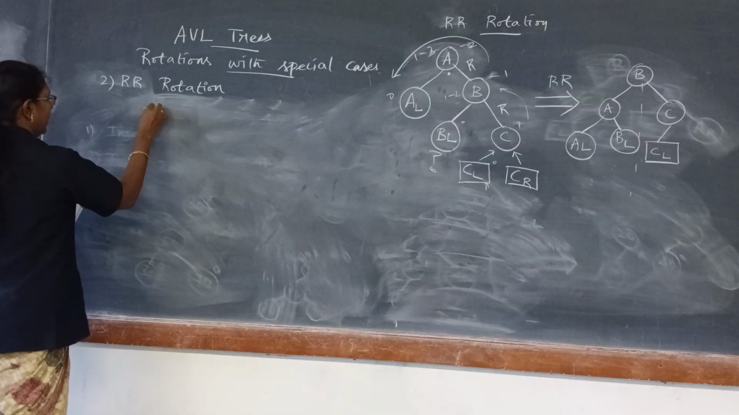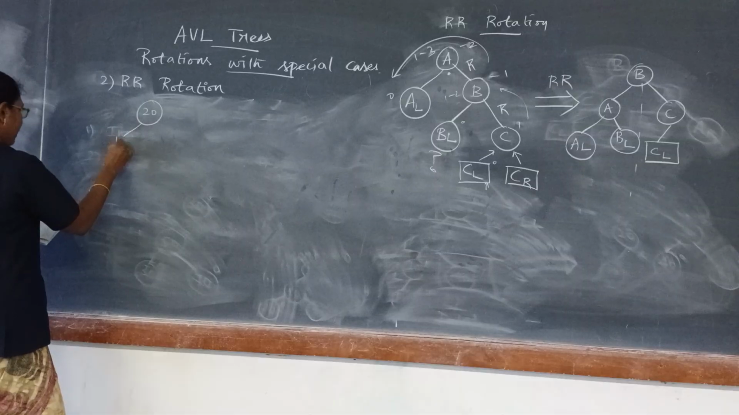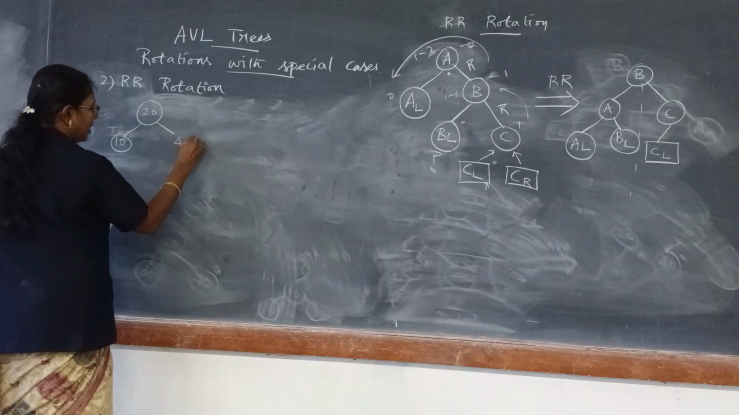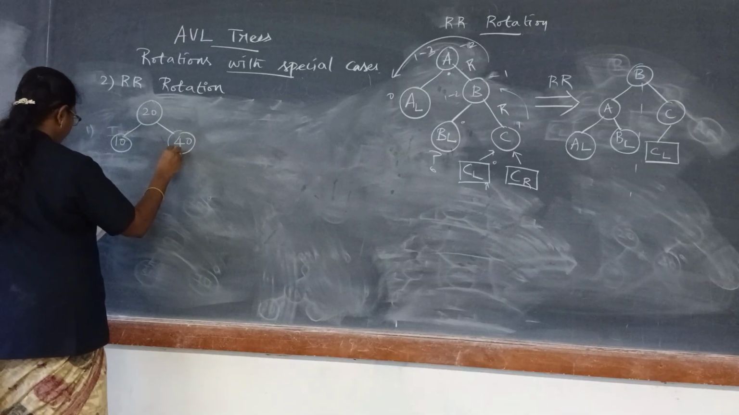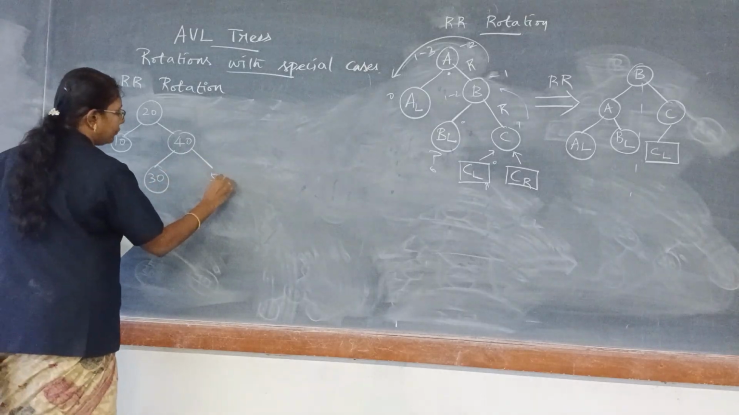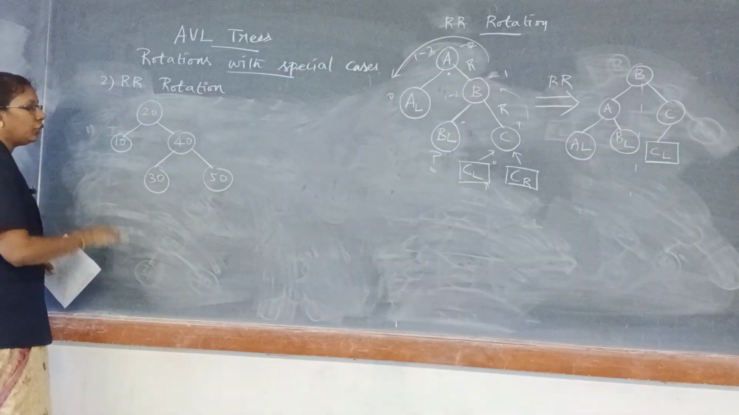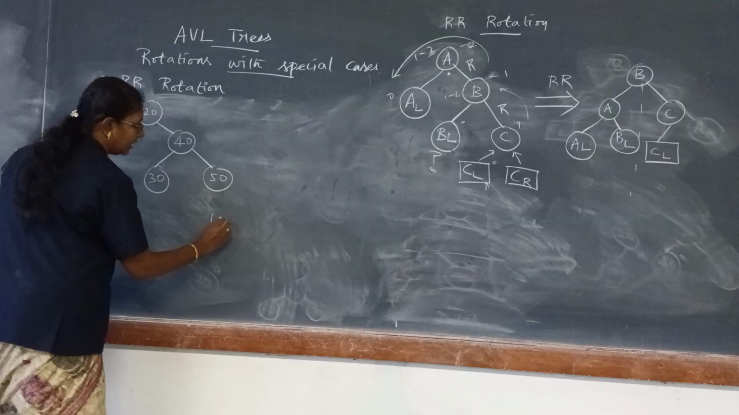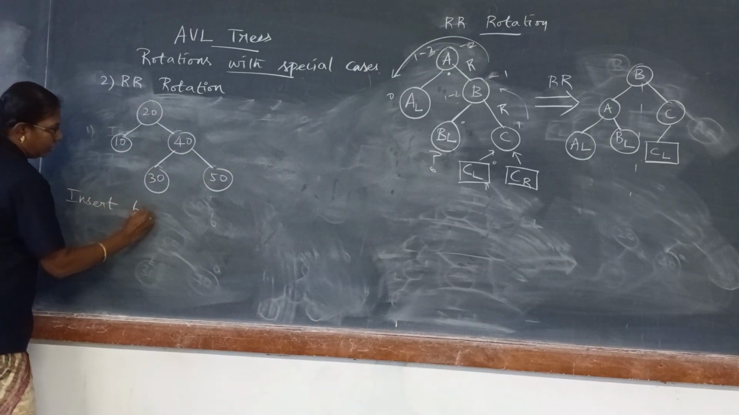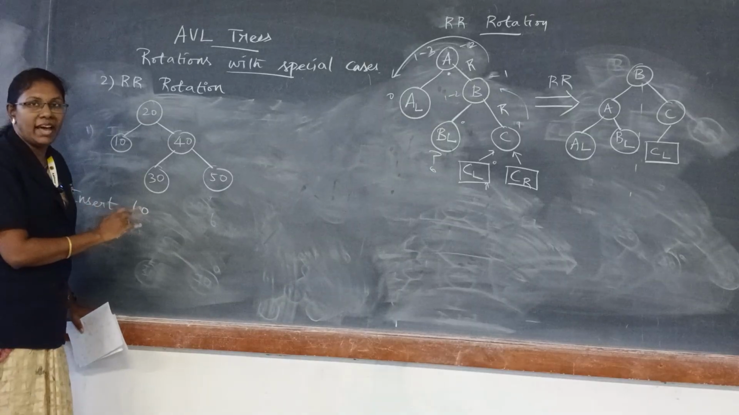So consider one tree like this. Here the root node is 20, and 10 is the left child of 20, and 40 is the right child of 20, and now 30 is the left child of 40, and 50 is the right child of 40. Okay, now I am going to insert one node called 60 into the given AVL tree. So we need to check whether this is a balanced one or not.